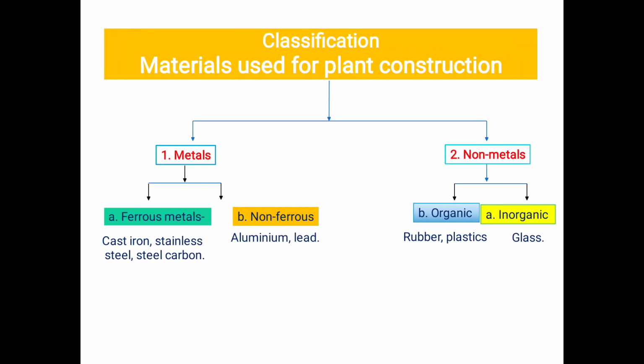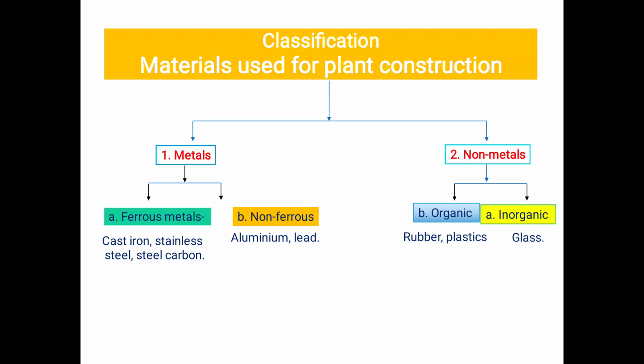Classification of materials used for plant construction: metals, ferrous metals, non-ferrous metals, non-metals, organic and inorganic. Metals: cast iron, stainless steel, carbon steel. Non-ferrous: aluminum, lead. Non-metals: rubber, plastic and glass. Iron is highly corrosive as compared to stainless steel. Stainless steel is less corrosive. So mainly equipment used should be less corrosive.